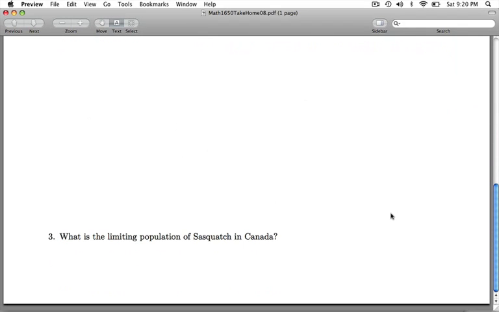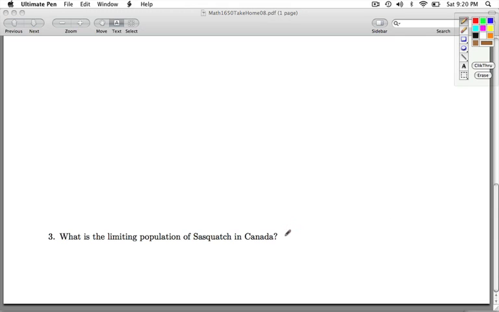The very last question is, what's the limiting population of Sasquatch in Canada? And so this is something we talked about with logistic functions. Let's look at the formula. We have P of t is 75 over 1 plus 74 e to the minus 3t. So limiting population, we're talking about t going to infinity. So we're looking at long term. Plugging in t equals 100 years. So in 100 years, 1,000 years, 1,000,000 years, etc. Assuming we still have this model, what's going to happen?